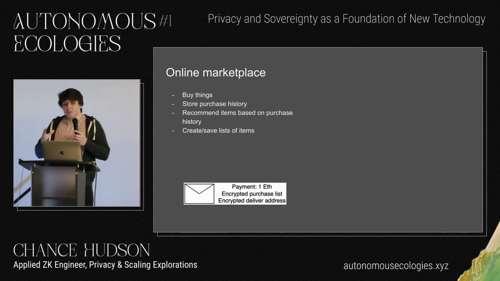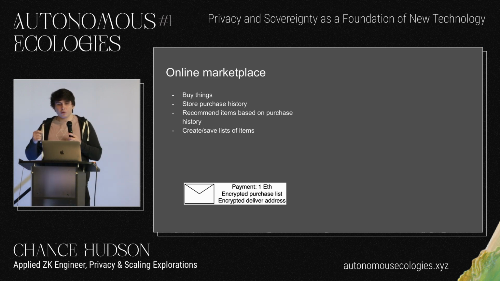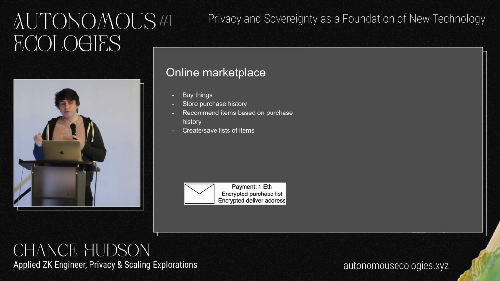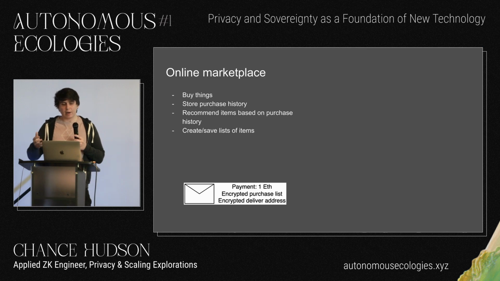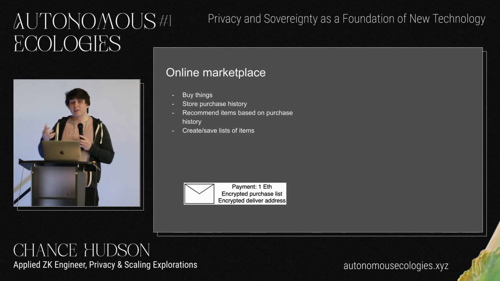So this is what a proof of purchase would look like. Let's do this first. The user would assume that we have a similar payment system to what I described earlier. They would put a payment of 1 Ether in a ZK proof, and then they would also use this ZK proof to sign the encrypted purchase list as well as the encrypted delivery address that they give to the platform.